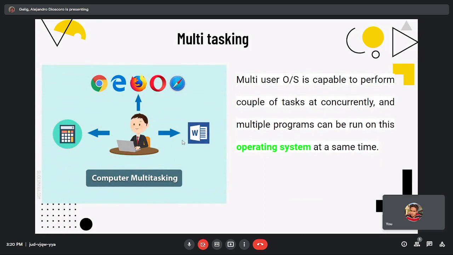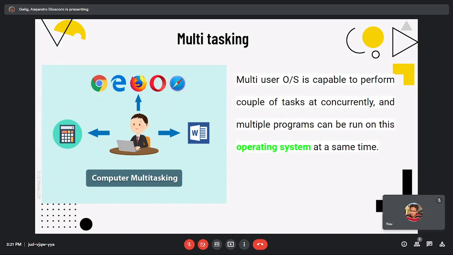Multitasking: a multitasking operating system is capable of performing a couple of tasks concurrently, and multiple programs can be run on this operating system at the same time. As you can see in the picture, the user runs multiple applications. For example, an editing task can be performed while other programs are executing concurrently. The user opens Firefox and Microsoft Word at the same time.